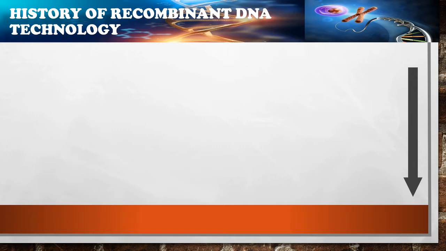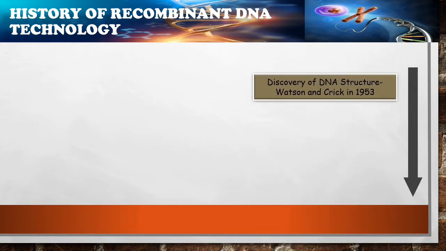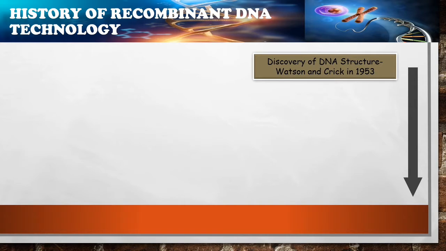History of recombinant DNA technology. Discovery of DNA structure, Watson and Crick, 1953. The discovery in 1953 of the double helix, also known as deoxyribonucleic acid, by James Watson and Francis Crick marked a milestone in the history of science and gave rise to modern molecular biology, which is largely concerned with understanding how genes control the chemical processes within cells.